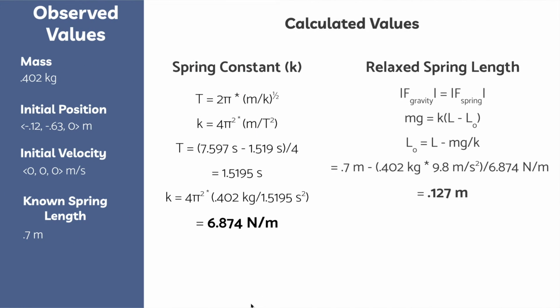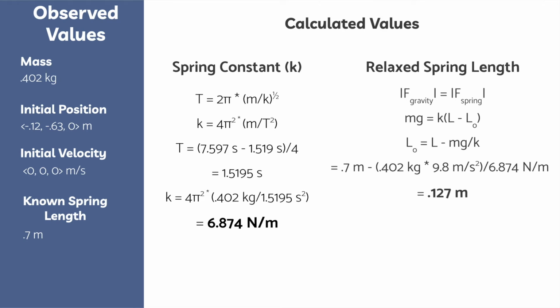Some known values of the system are that the mass attached to the spring is 0.402 kilograms, the initial position is negative 0.12 in the x direction, negative 0.63 in the y direction, and 0 in the z direction. The initial velocity is going to be 0 meters per second for all 3 dimensions. Another value we know is a known length of the spring at one point in its motion, which is 0.7 meters.